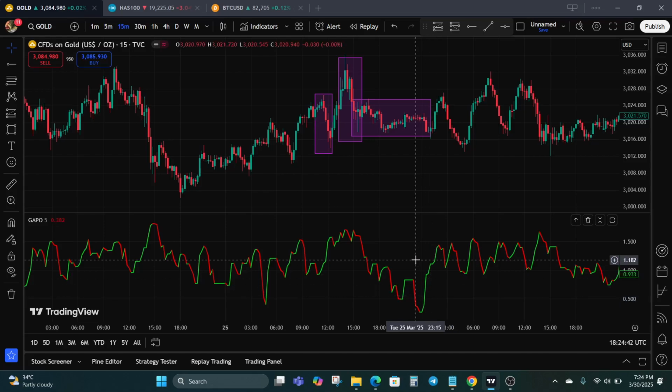Now, how do you use the Gopalakrishnan Range Index in trading? How do we apply this indicator effectively in trading? Right, this is a very important question. So here are three key strategies that we can actually use with this indicator. Right, the first is volatility confirmation.